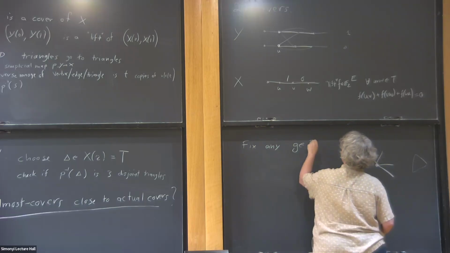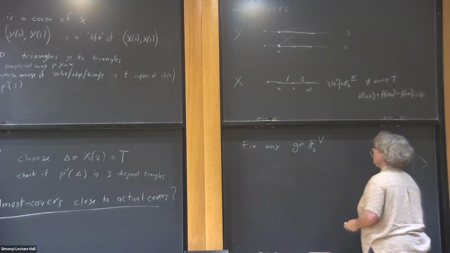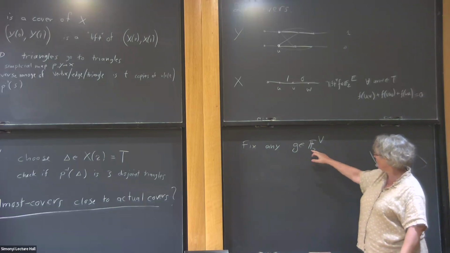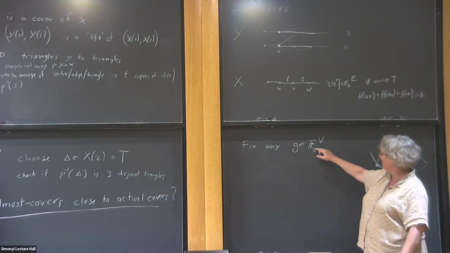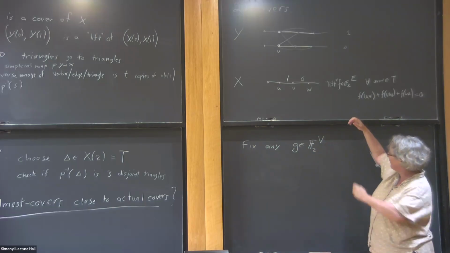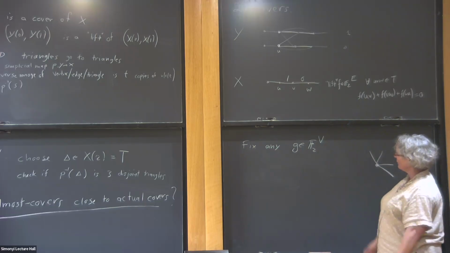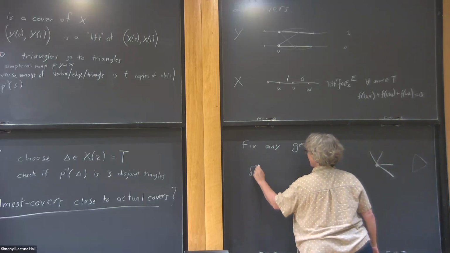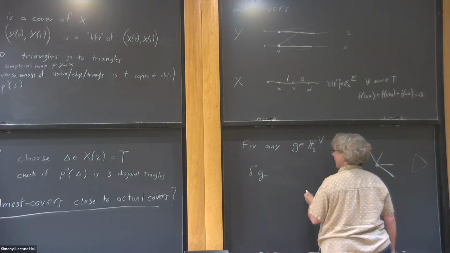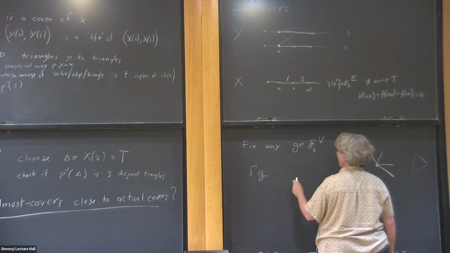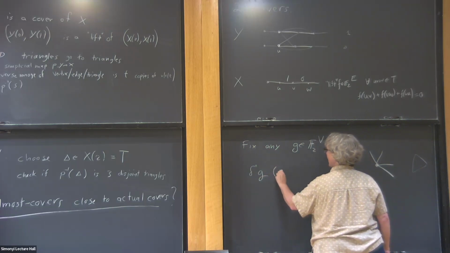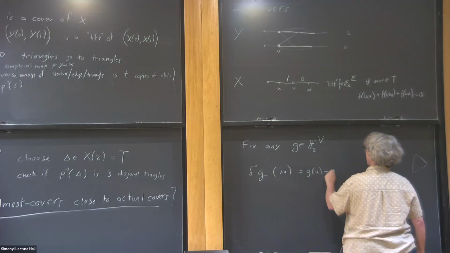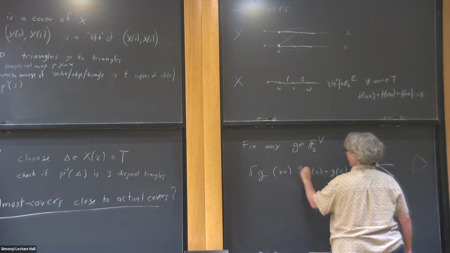For any G in F2 to the V, now I'm not going to flip just the location of U, I'm flipping a bunch of vertices. So G is going to be 1s on all the vertices that I'm changing and 0s on all the other vertices. I can look at delta 0 of G, the function that is defined on every edge to be G of U plus G of V. So this is a definition.